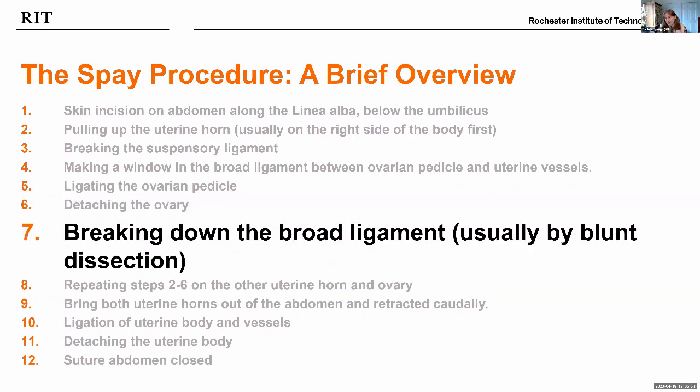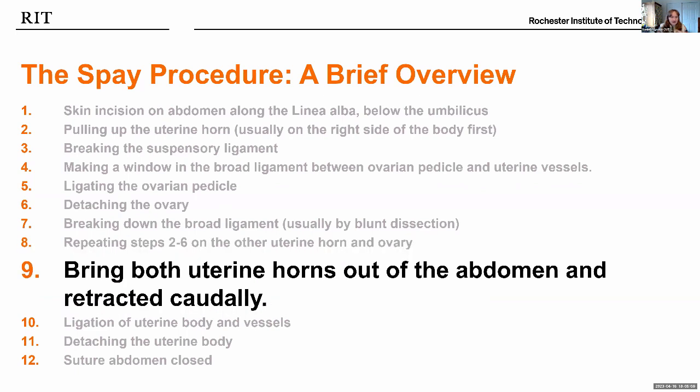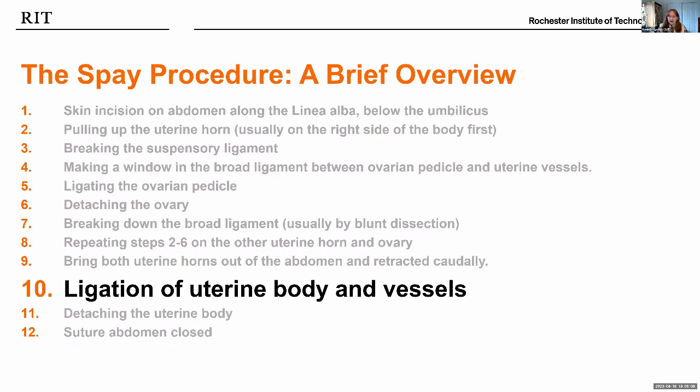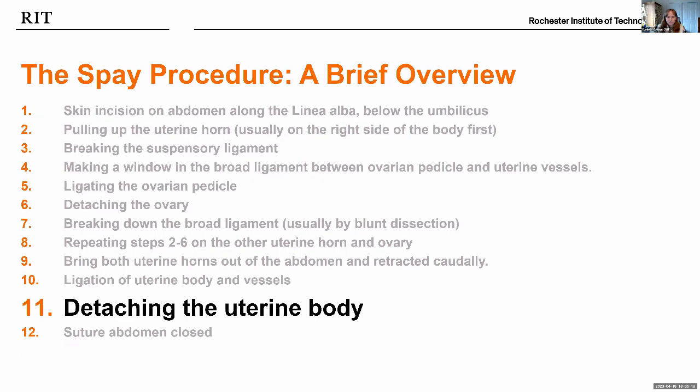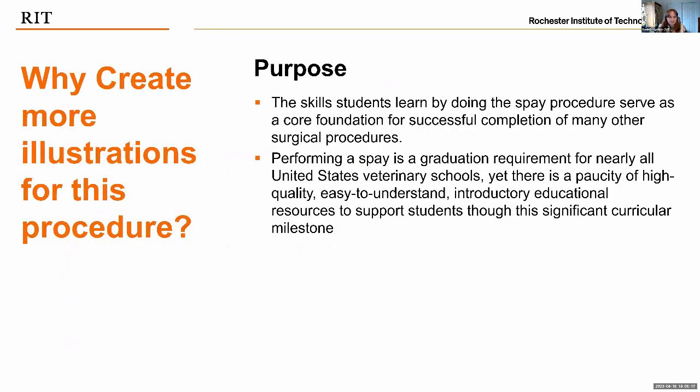Remember, there's 2 uterine horns, so you got to do the same thing on the other side. And then after both the uterine horns are up, they get retracted caudally, and then the ligation of the uterine body and vessels happen, and then the uterine body is detached. And then finally, just suturing up your abdomen.